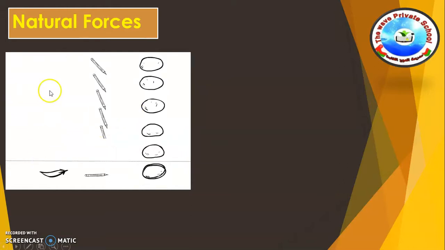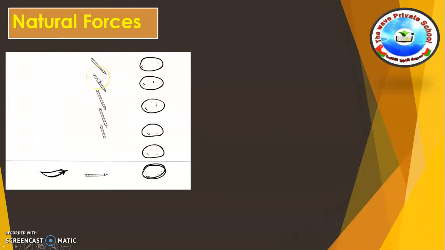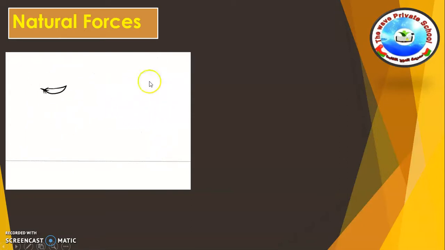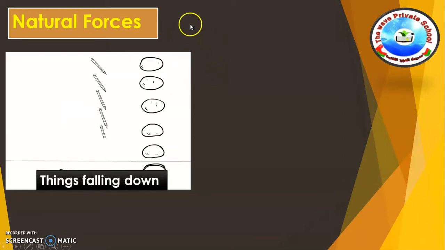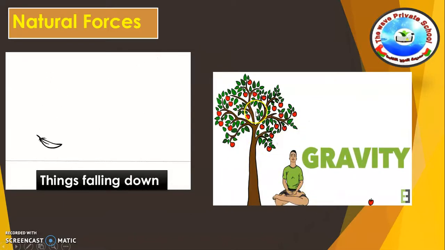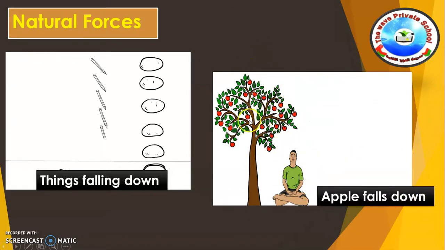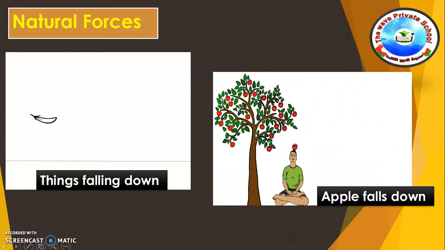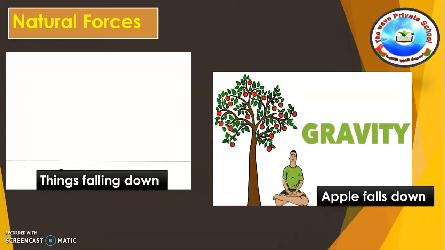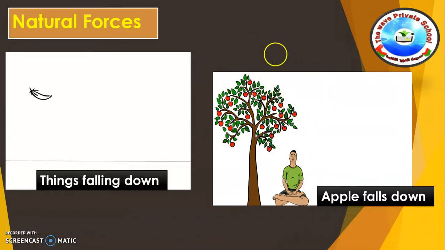Now, I want you to observe what happened to these things. To the feather, to this pencil, and to this rock. So they are what? Okay, they are falling down. Another one here. Look at this boy. So he's sitting and an apple falls down from the apple tree. So we can think that there must be something that makes these things move down.